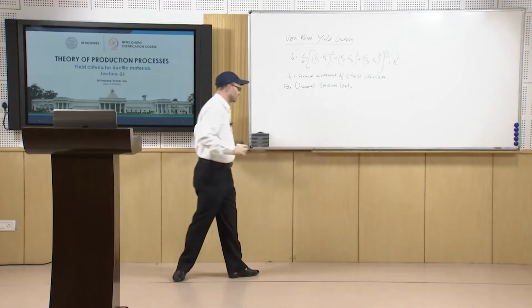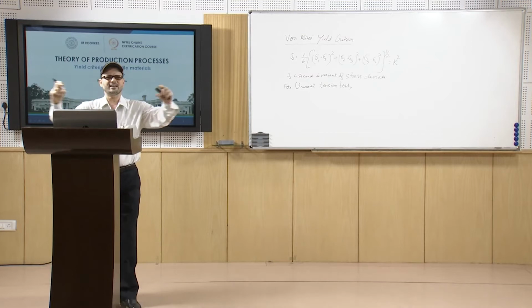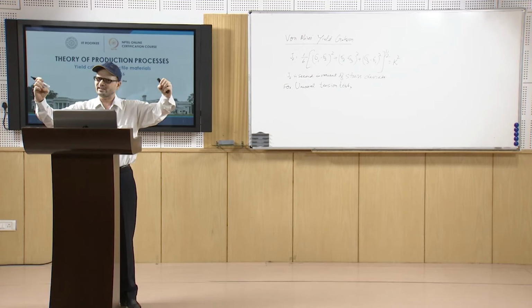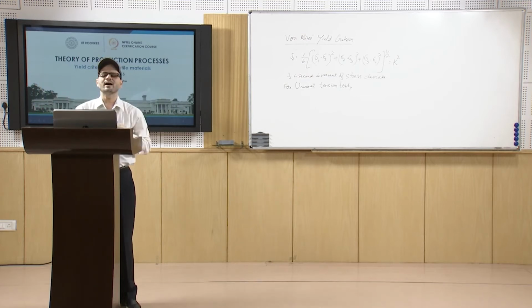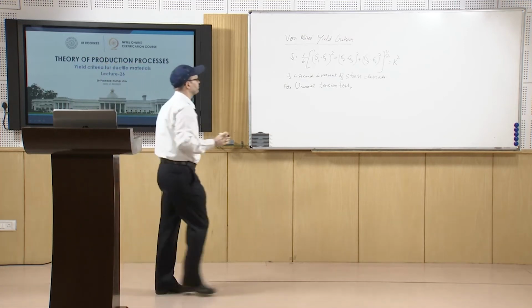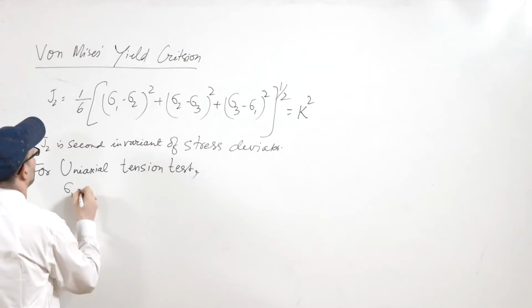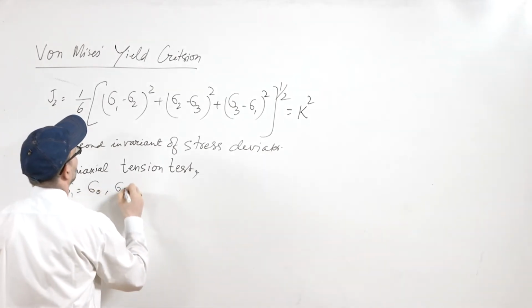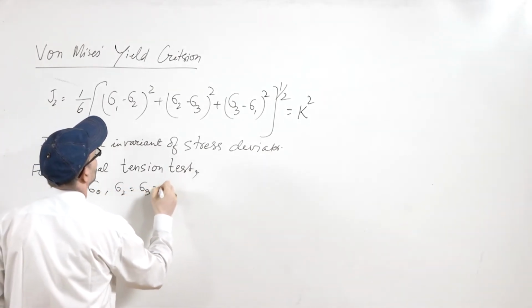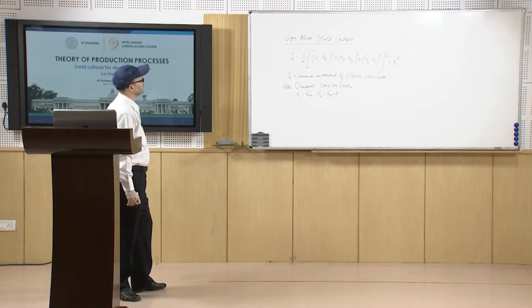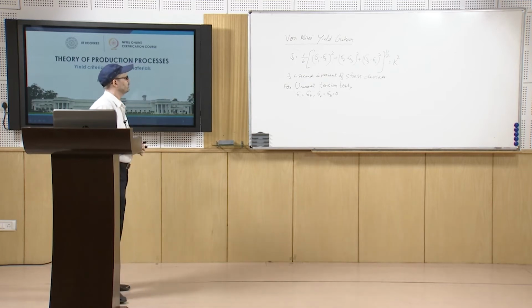If you are doing a uniaxial tension test, it means you are applying the stress in one direction, so only one principal stress is present. It will fail when this value reaches the yield strength. So, in that case sigma 1 will be equal to sigma naught, the yield strength of the material, and sigma 2 and sigma 3 will be 0. If you put this in, sigma 1 will be sigma naught.